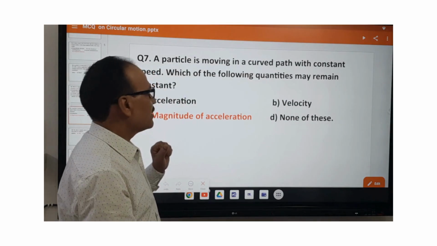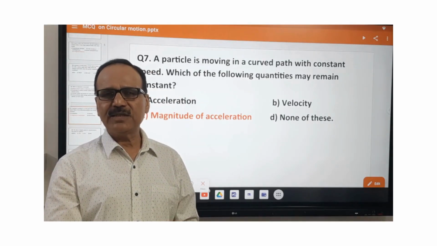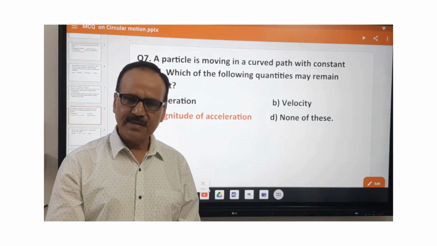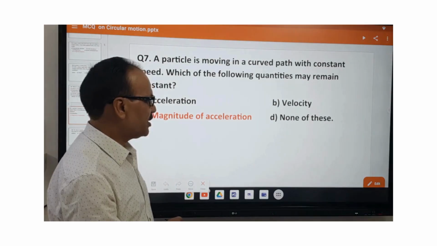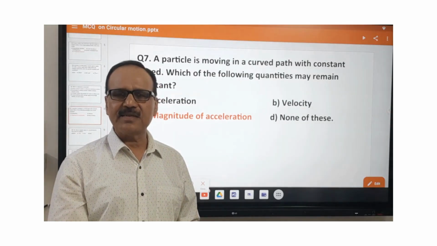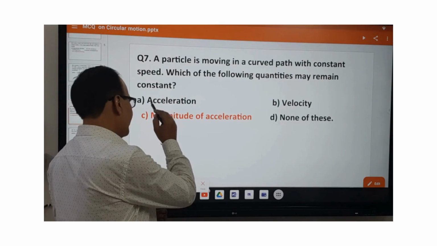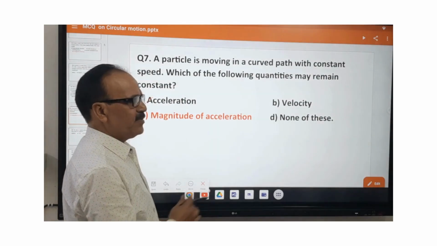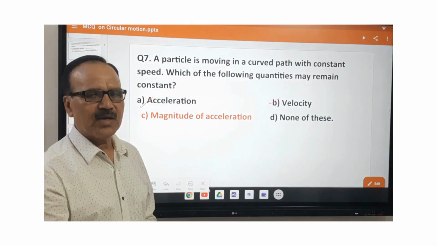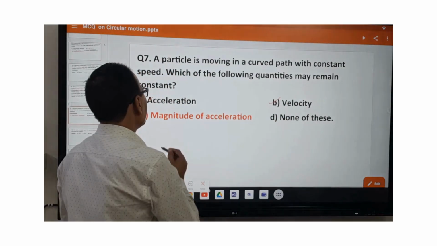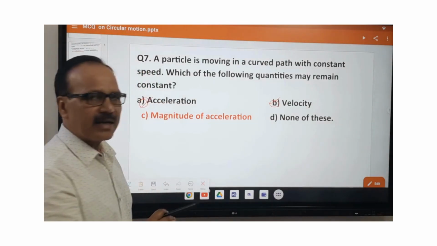Because in circular motion, the direction of velocity is changing, therefore the direction of acceleration is also changing. As I have observed in the previous question, the direction of centripetal acceleration keeps on changing. Therefore, acceleration cannot be taken constant. Similarly, velocity cannot be taken as constant because the direction of velocity is changing. So this option cannot be taken correct.